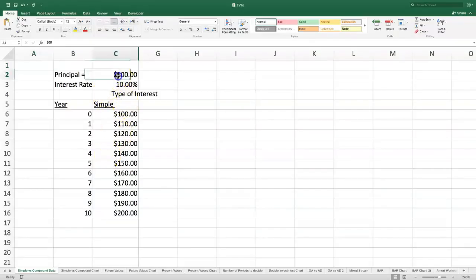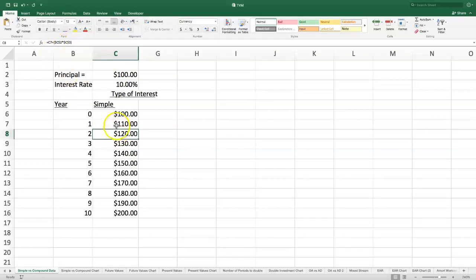So looking at this in a spreadsheet, we have our principal or present value of $100, interest rate of 10%, type of interest is simple. So at time 0, we have a present value of $100, and then after the first year, applying our 10% simple interest to the original principal amount. And if you look right up here, you can see the formula, which is simply $100 C6 plus the principal amount 100 times 10%.